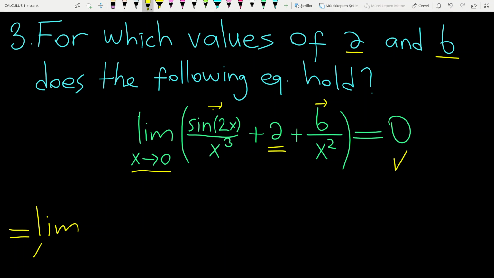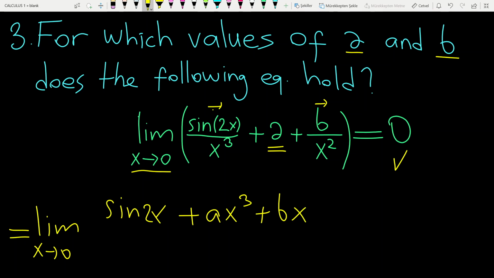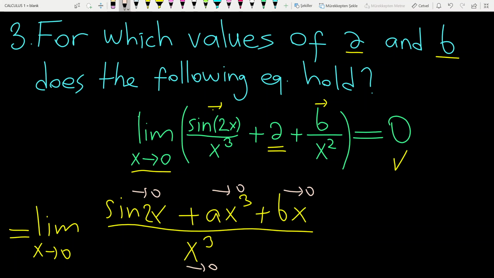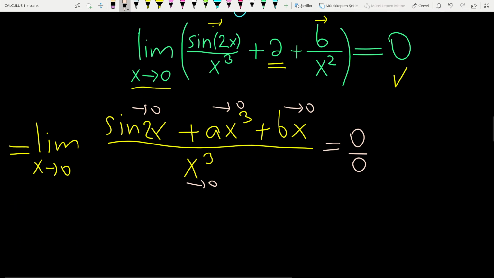So let's continue from here. This expression is equal to the limit as x tends to 0 of sine 2x plus ax cube plus, I make the denominators equal to each other, bx, only bx, divided by x cube. When x tends to 0, this goes to 0, this goes to 0, this term goes to 0, the denominator goes to 0, then you have a 0 over 0 case, right? 0 over 0, indeterminate form. So we should apply L'Hopital's rule first.